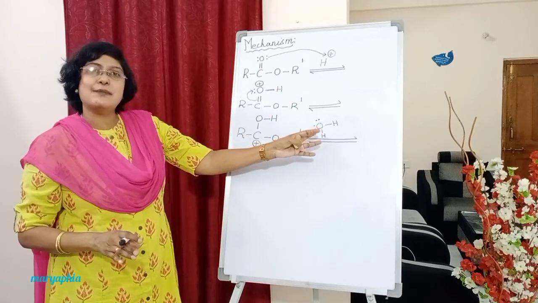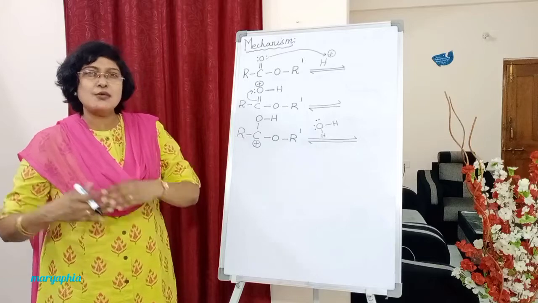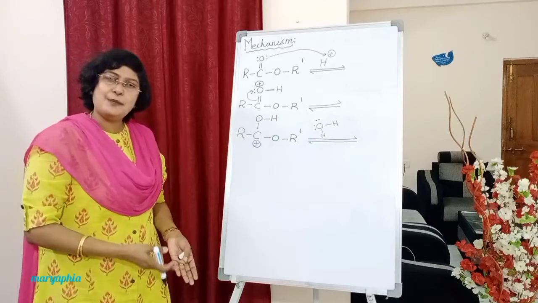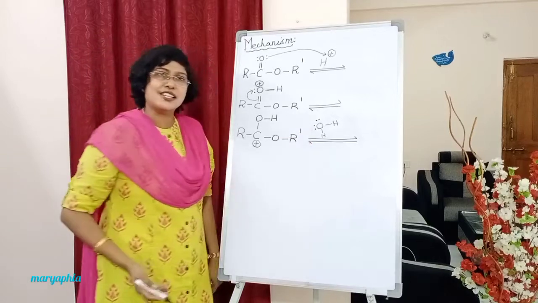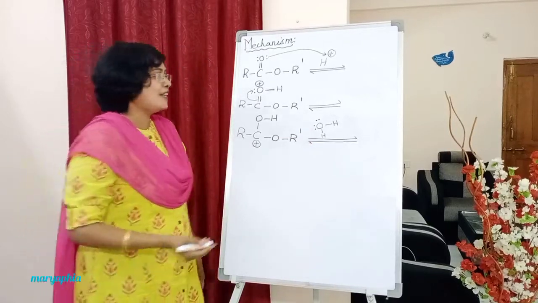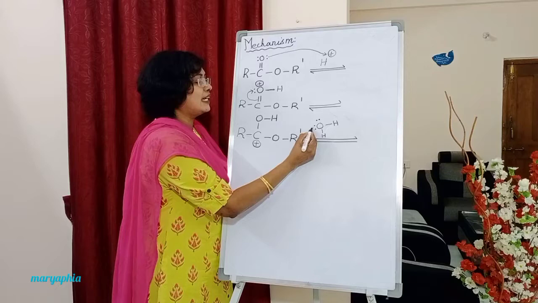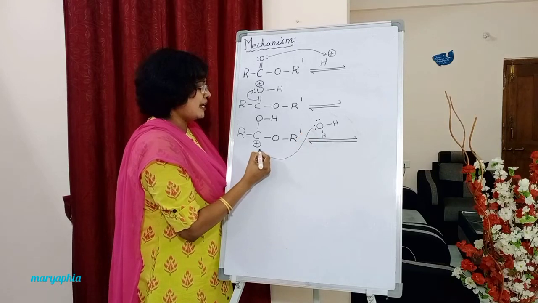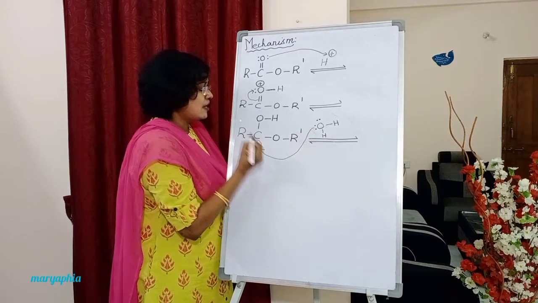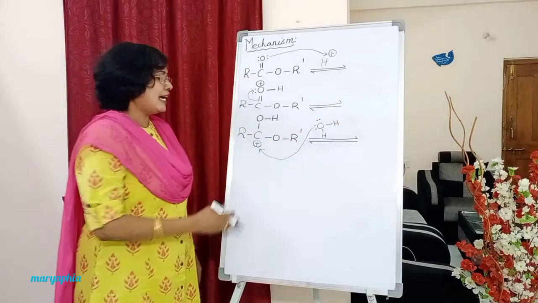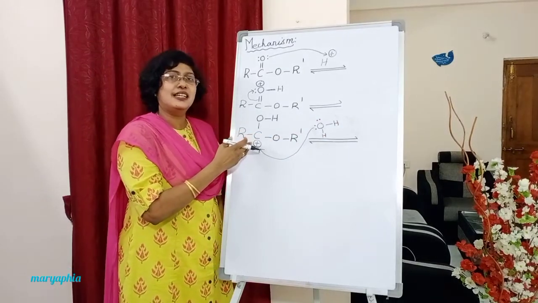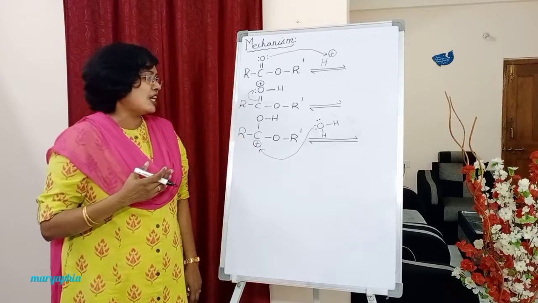Next, here comes the water molecule. How does this water molecule help the positively charged carbon? Here there is an oxygen, right? It has 2 lone pairs of electrons. So it shares one of its lone pairs of electrons with this carbon. The whole water molecule comes and attaches here, near the positively charged carbon.